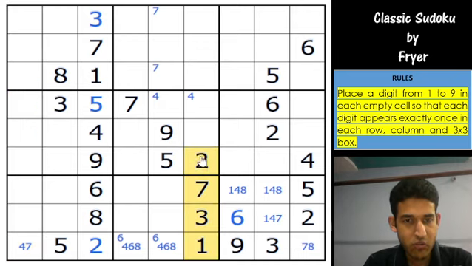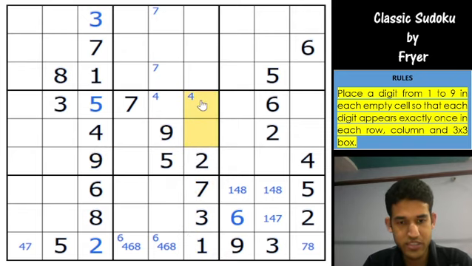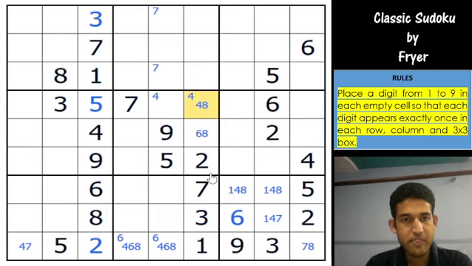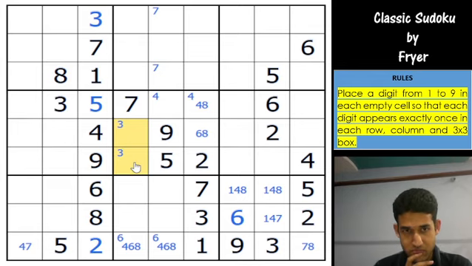So you have 1, 2, 3, 7 here, and 5 and 9 here, which means these two cells must be 4, 6, 8. So that must be 6, 8. That must be 4, 8. And 3 goes in one of these two cells because 3 can't be here, 3 can't be here. So 3 goes here, right?